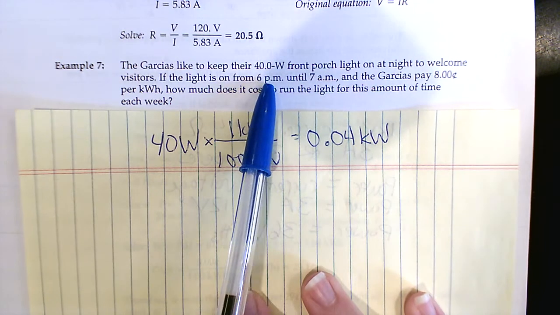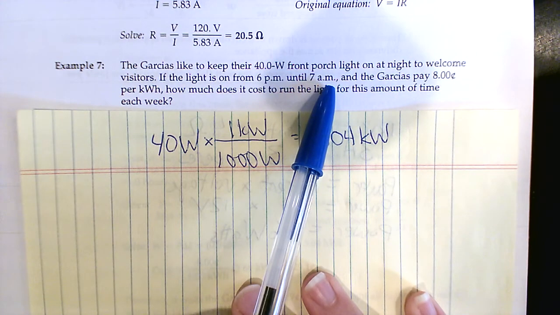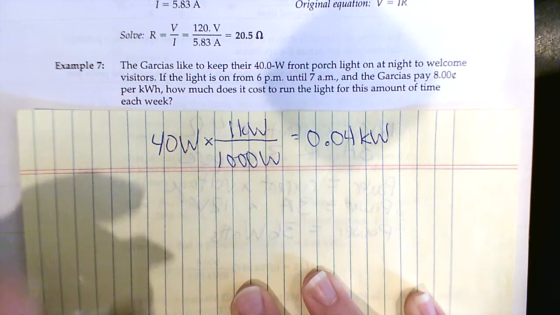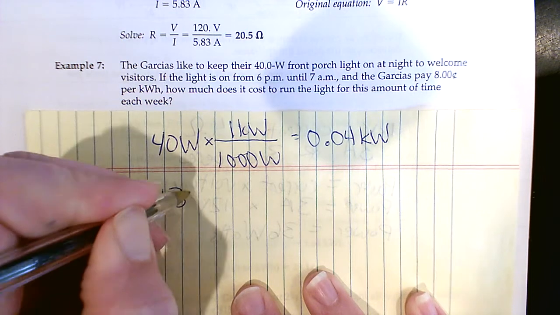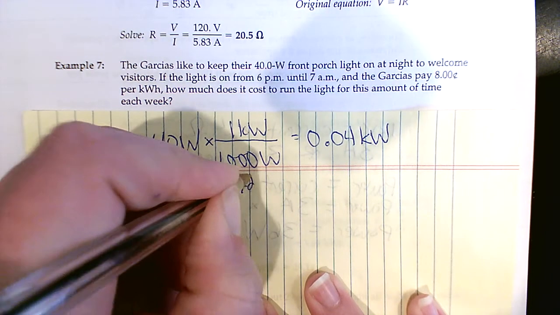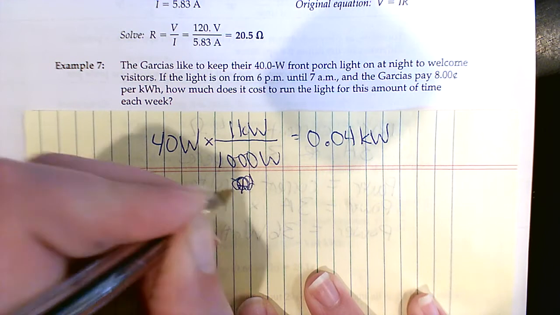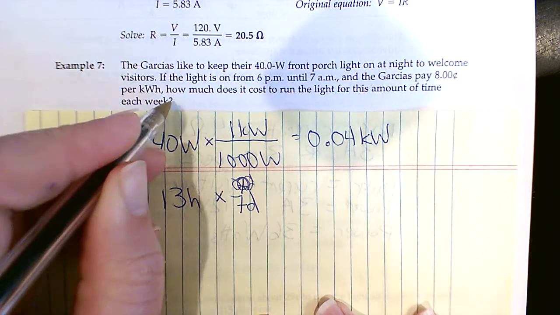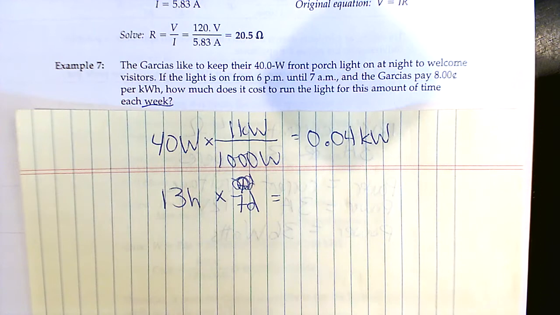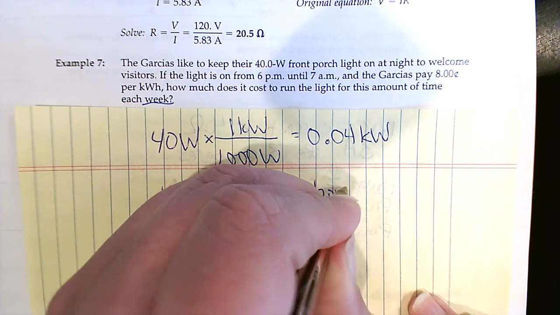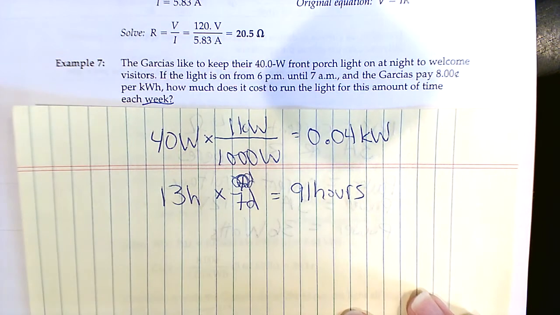Now we need to figure out the number of hours that it's going to be on. So from 6 p.m. till 7 a.m. All right, so if it was from 6 p.m. to 6 a.m., that'd be 12 hours. So it's 13 hours, right? 13 hours times 7, times we're going to do that for 7 days. So 13 hours, because they said for a week. So 13 times 7 gives us 91 hours.